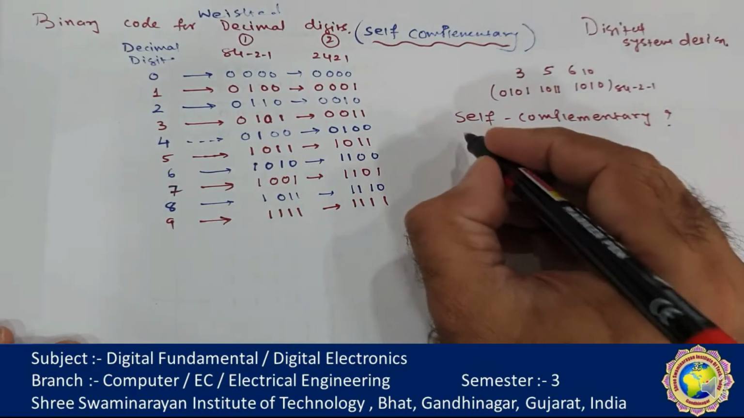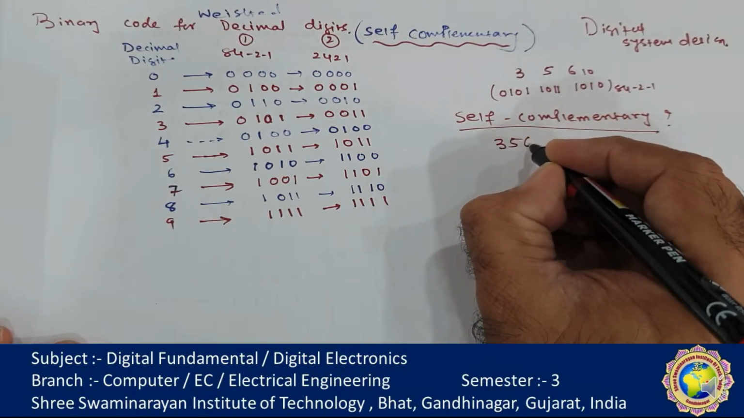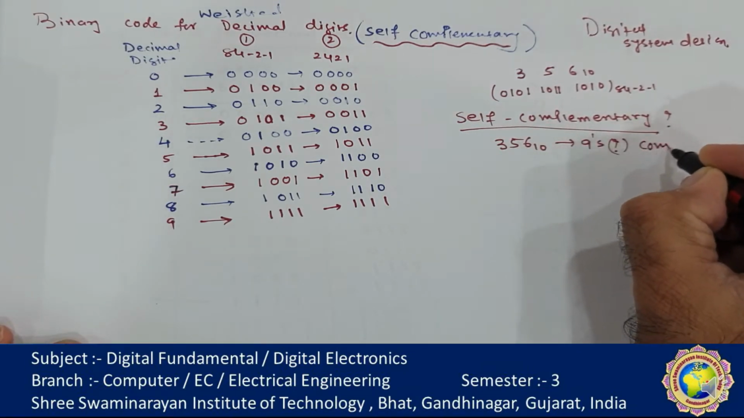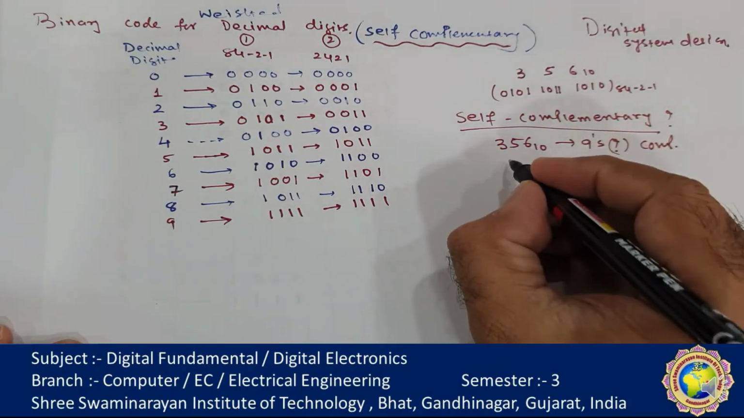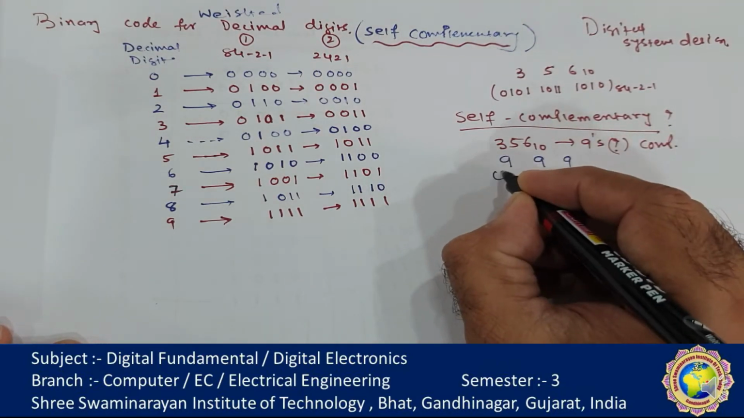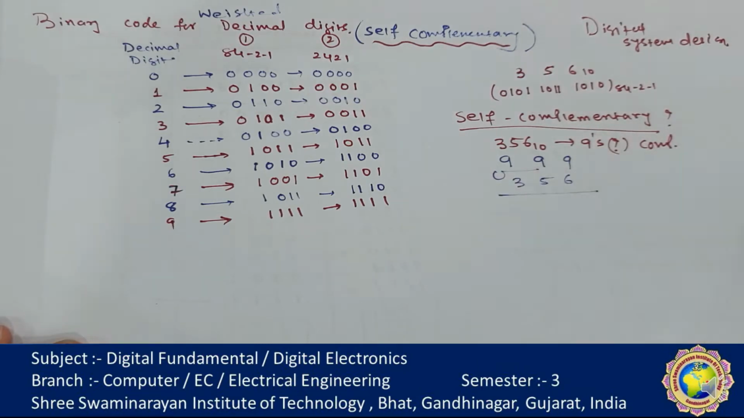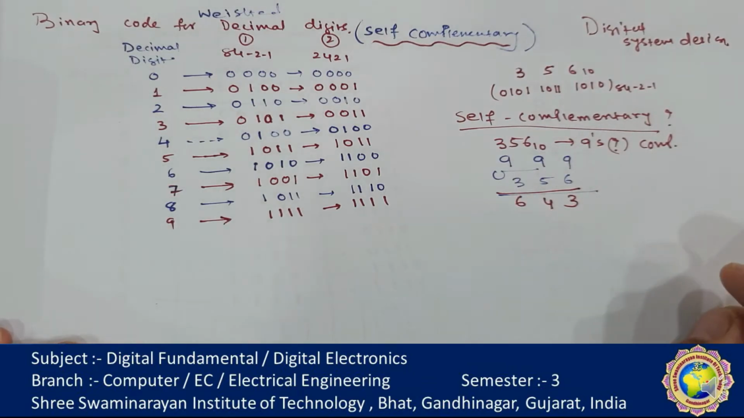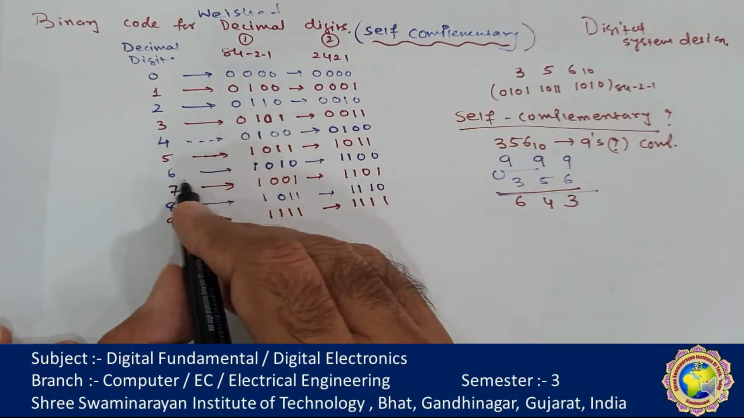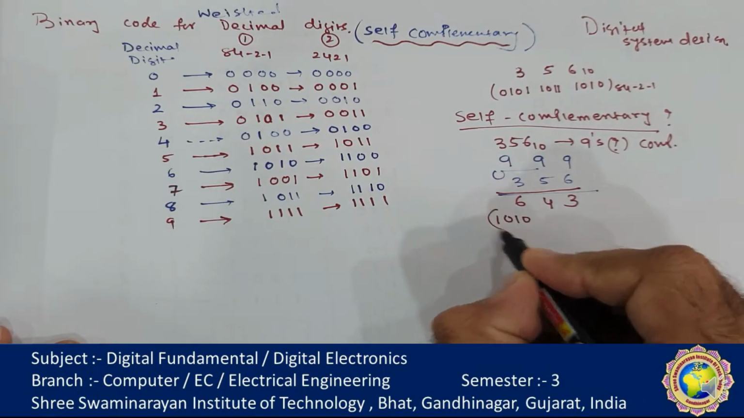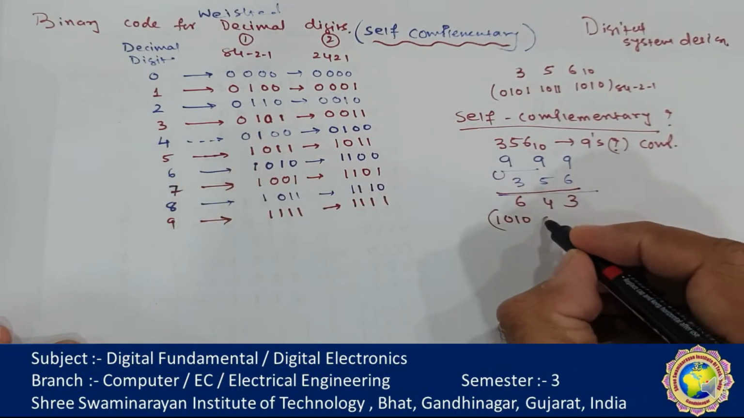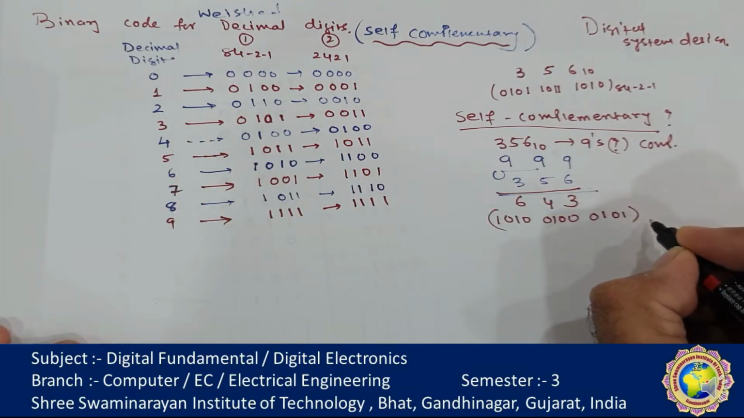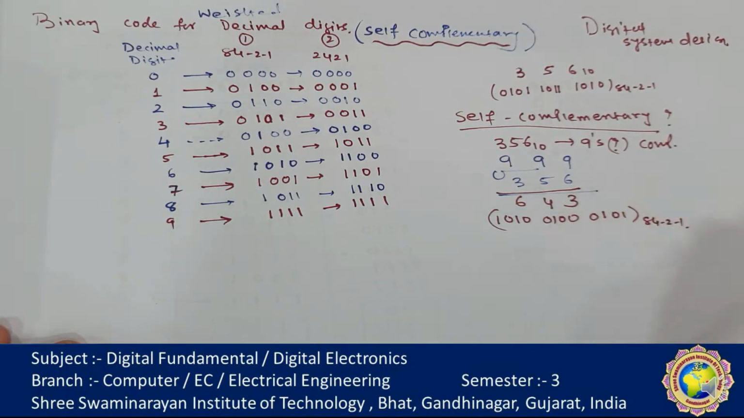How? Suppose I have a number 3 5 6 in decimal. What is its 9's complement? It is 9 9 9 minus 3 5 6, so it will become 6 4 3. What is the equivalent in 8 4 2 1? So 6 is 1 0 1 0, 4 is 0 1 0 0, and 3 is 0 1 0 1 in 8 4 minus 2 minus 1.